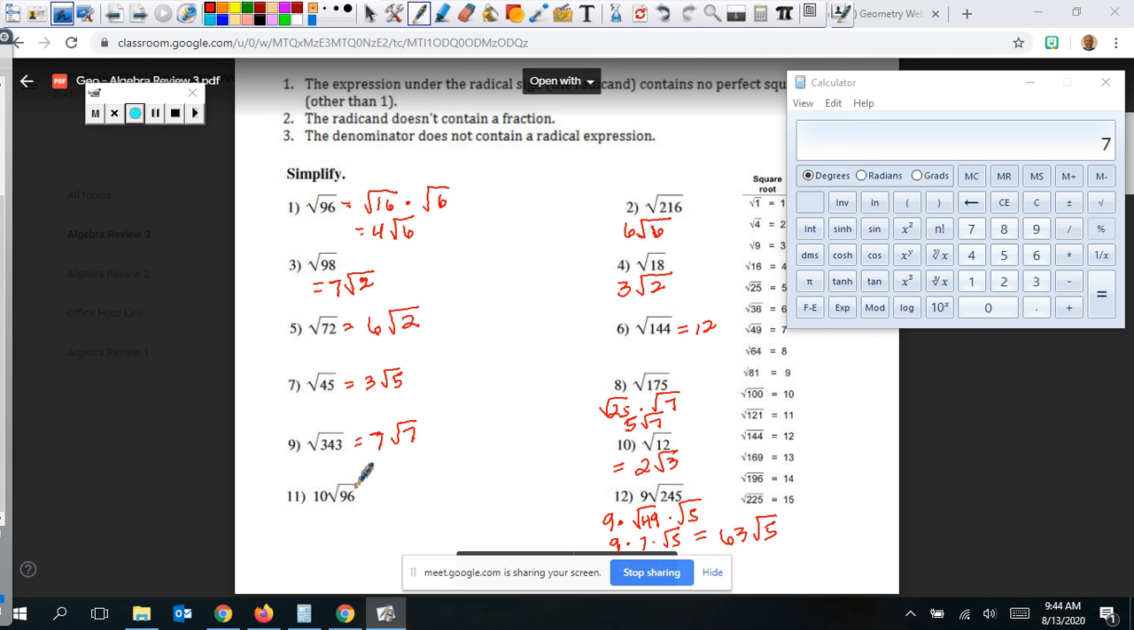And then for this one, we got to do the 96, which was already done for us up here. So really, you have this part already done. So you knew 4 was on the outside. So really, it's going to be 10 times 4 times the square root of 6. And so a 10 times 4 is 40. So this one here is just 40 and the square root of 6. Alright, so let's move on now to the adding and subtracting part.